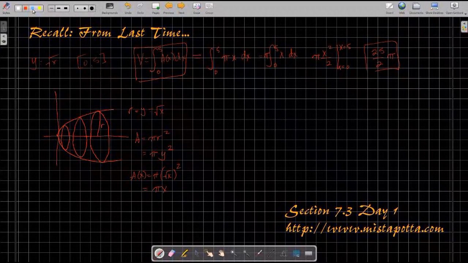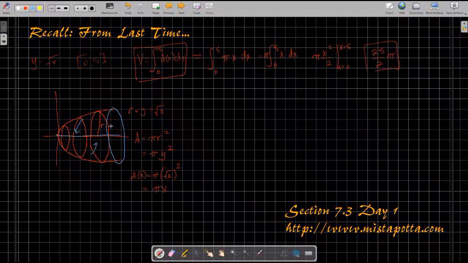What's different is because I'm rotating my graph around the x-axis, my graph actually extends below the x-axis and above. In the examples we were dealing with in our last lesson, all of our cross sections lay above the x-axis.